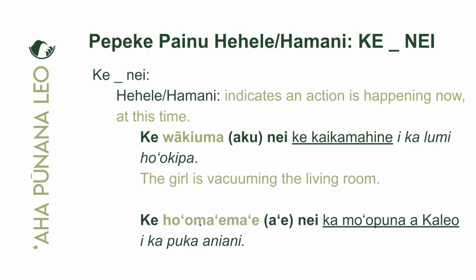Ke, nei is present tense. So something is being cleaned right now. By who? Who is doing the cleaning? Ka moʻopuna a Kaleo, the grandchild of Kaleo. In other words, Kaleo's grandchild. And what is receiving the action of being cleaned? Ka puka aniani. Puka aniani is window. Yeah. So let's take a look at the unuhi. Kaleo's grandchild is cleaning the window at this present time, right now.